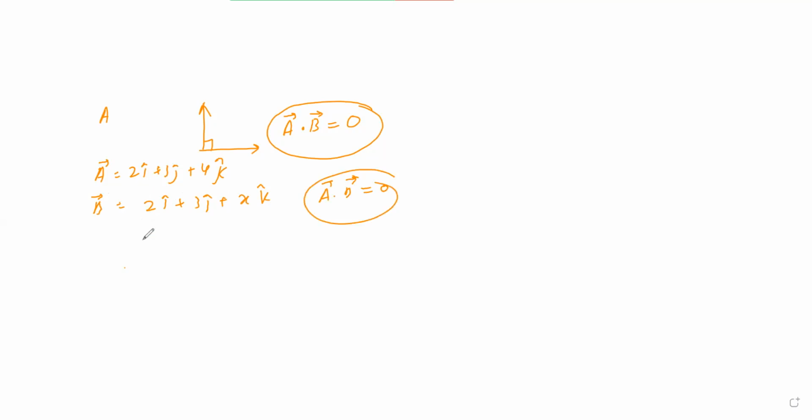Did you understand? You'll multiply 2 into 2, 4, plus 3 into 3, 9, plus x into 4. That is 4x, and the sum should be equal to 0. Understood now? And then you solve for x. Got it, guys? One type of question is like this.